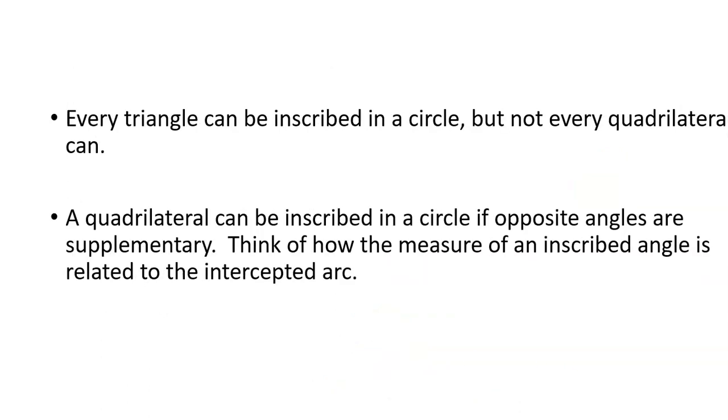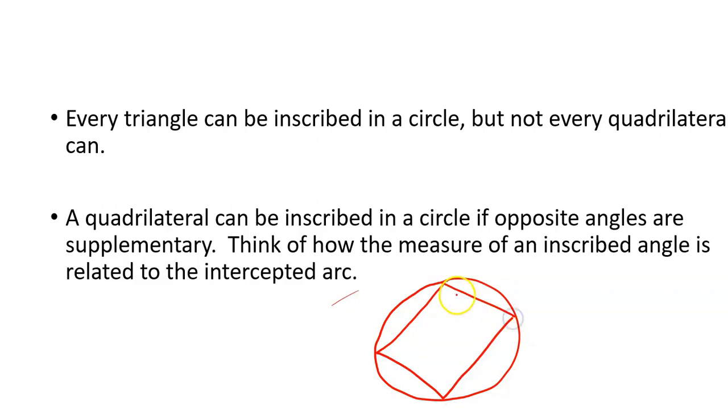So it says every triangle can be inscribed in a circle. Not every quadrilateral can be inscribed in a circle. Only if opposite angles are supplementary. All right, so I can inscribe a quadrilateral in a circle only if the opposite angles are supplementary. So here is a case of a quadrilateral that can be inscribed in a circle, in part because I cheated and I drew the circle first.